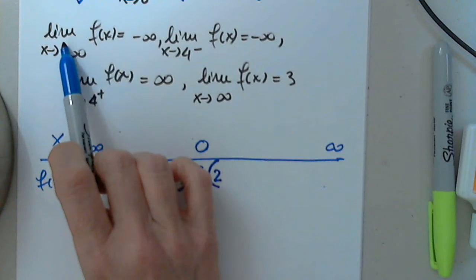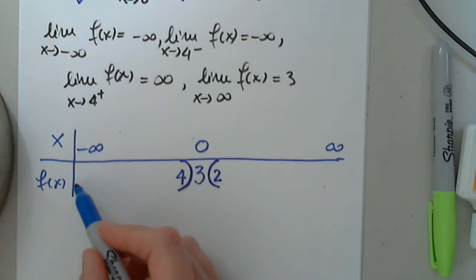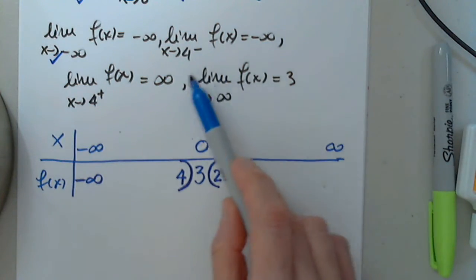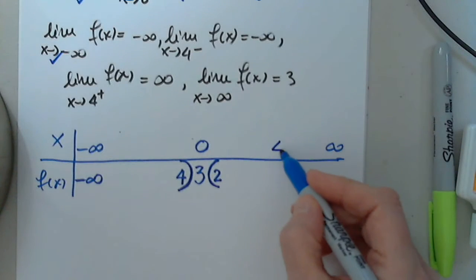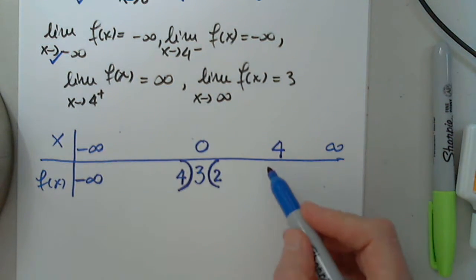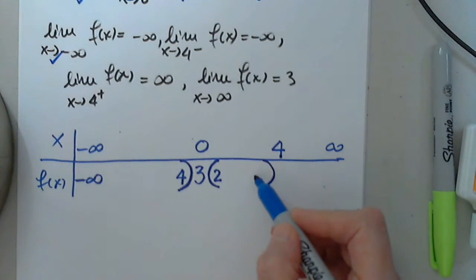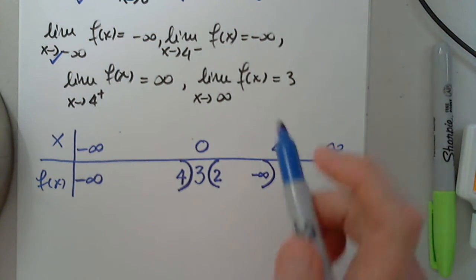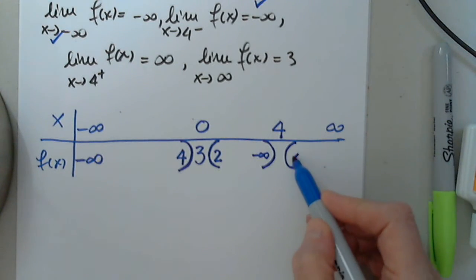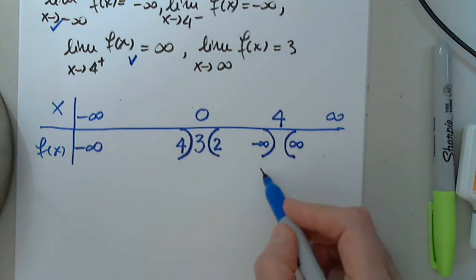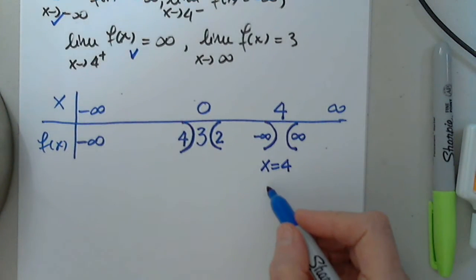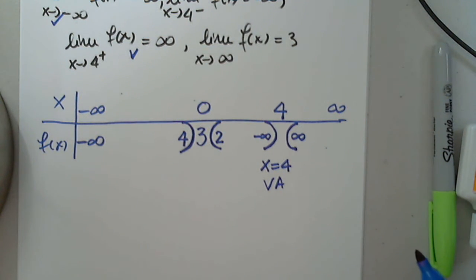Moving on. The limit of f of x as x approaches negative infinity is negative infinity. Okay, done. Now they're talking about 4. The limit of f of x as x approaches 4 from the left is negative infinity. Done. It's in my table. 4 from the right, it's infinity. Done. This is clearly telling me x equals 4 is what? Vertical asymptote. Perfect. Thank you very much.